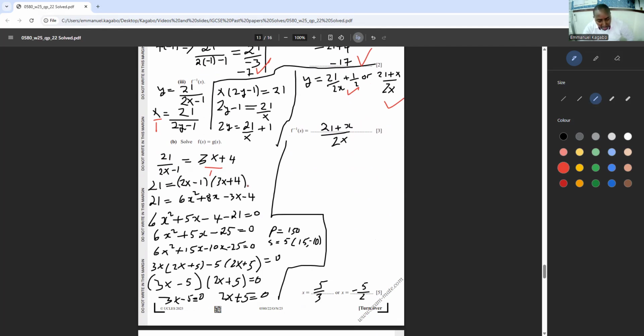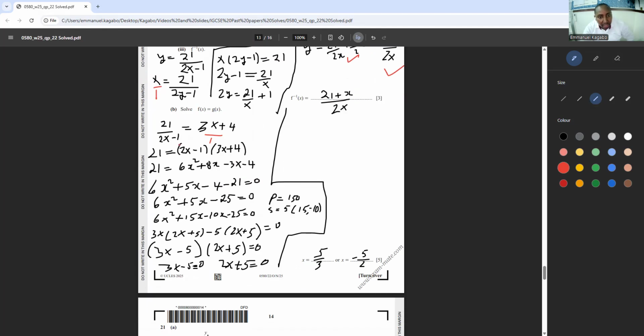Then open the brackets here. This times that gives me 6x squared. This times that gives me 8x. This times that gives me minus 3x. This times that gives me minus 4. The next thing is collecting like terms. Take everything to the other side. 8x minus 3x gives me 5x. Then 6x squared plus 5x, then minus 4 minus 21. It's positive 21, when it goes to the other side, it will be minus.